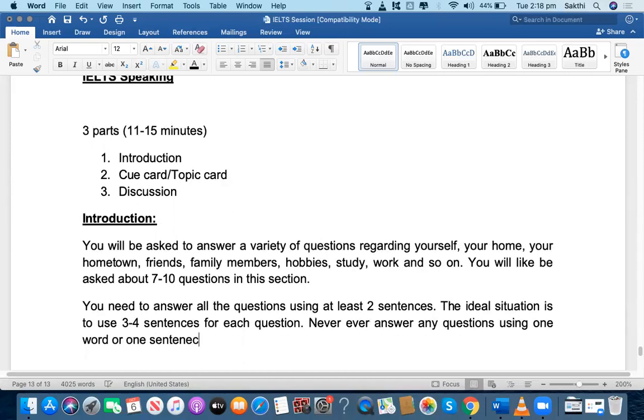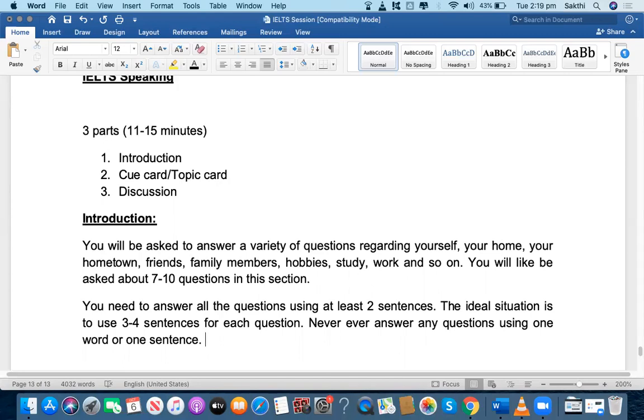Do you understand what this means? For example, if I ask you what is your full name, you shouldn't say Jennifer Saranya or Jennifer whatever it is. You have to say, well, my full name is Jennifer blah blah blah. You need to produce grammatically complete and correct sentences. Do you understand this? Yeah, I got it. Never ever answer by using one sentence.